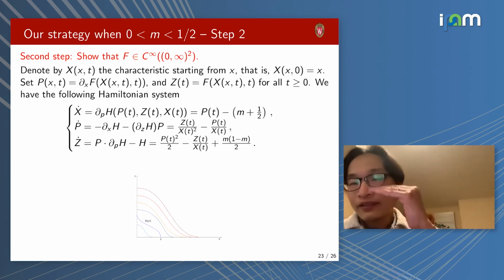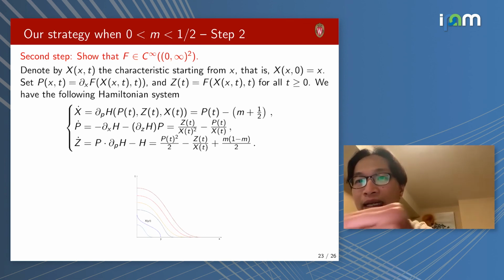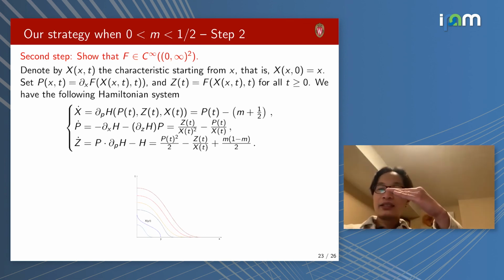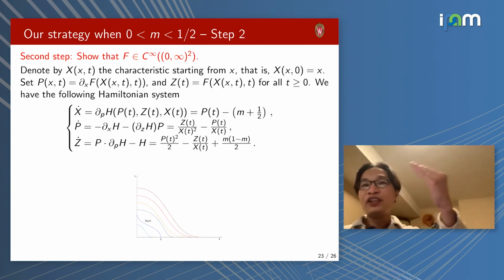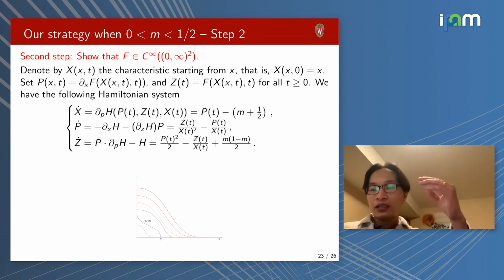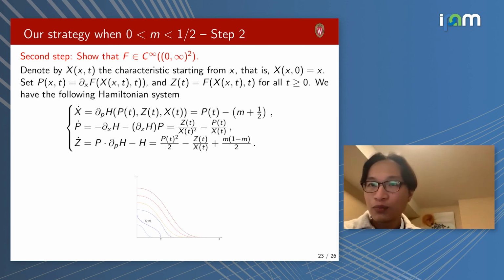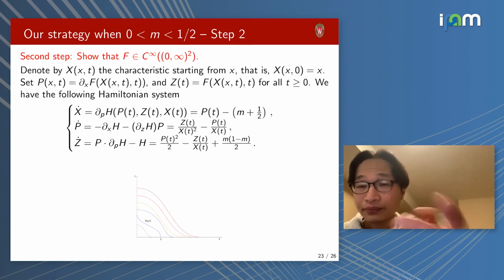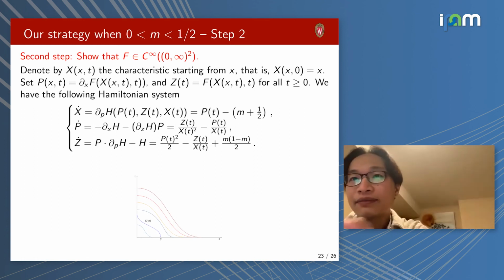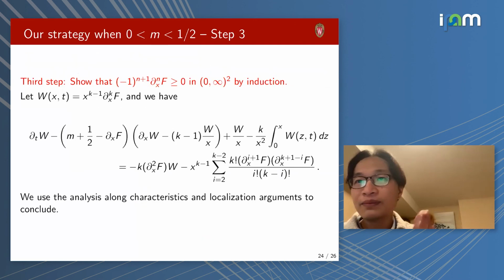And by using the fact that it's C11, we can prove that the characteristic lines give us diffeomorphisms, transforming any interval to any interval in a smooth way. And from there, we can get C infinity. That's not hard. And now the last step is that from C infinity, we have to show that the derivatives are sign changing.